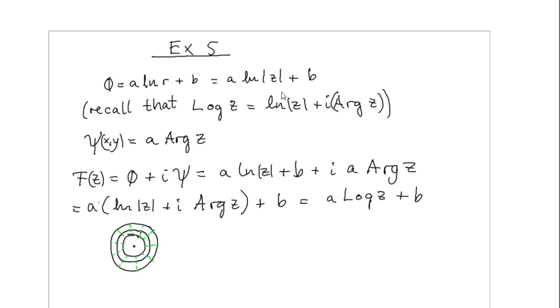So the harmonic conjugate of this has to be a times the argument of z, because the harmonic conjugate is always a uniquely determined function, at least in the cases we are considering. This term b is not so essential, because the harmonic conjugate of a constant is just any other constant, so we can just ignore this in this case.